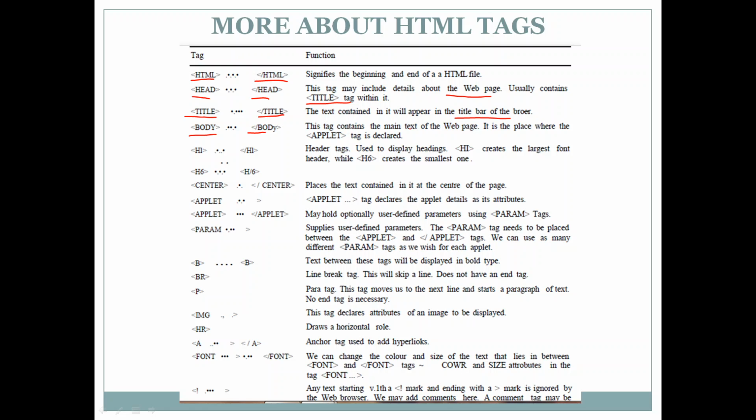This tag contains the main text of the web page. As I have said, the body tag contains the text which has to be displayed on the web page. It is the place where the applet tag is declared. So this is the place where we declare even the applet tag.